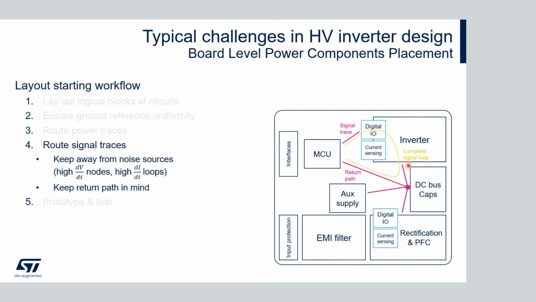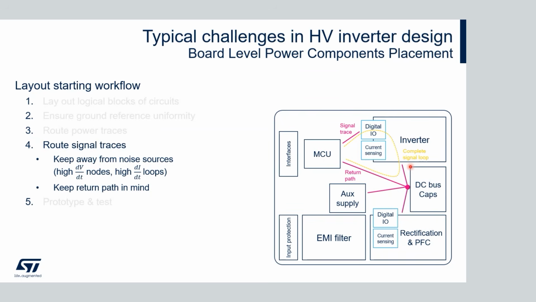Well, this is just common sense. But in a more concrete example, this means keeping away from the high dV/dt nodes. That means the high switching, the fast switching nodes of, for example, the PFC and the inverter, and the high dI/dt loops. That means the loops where the current changes rapidly.